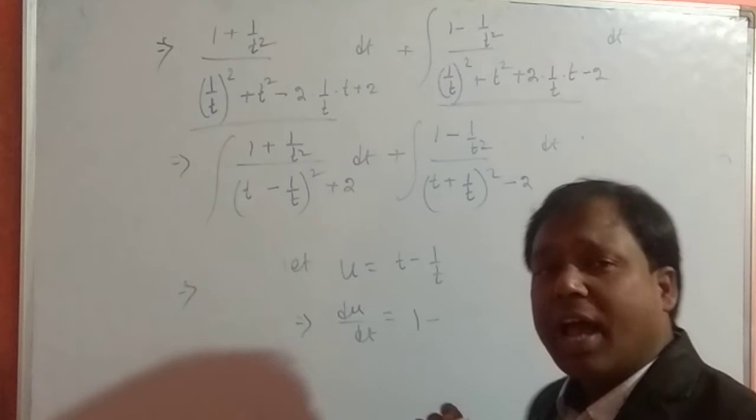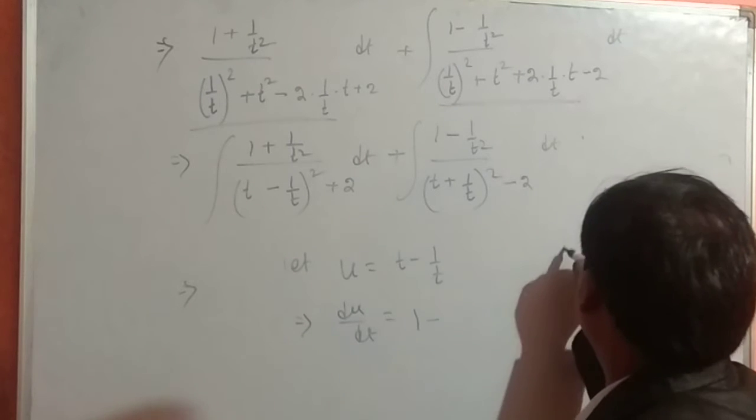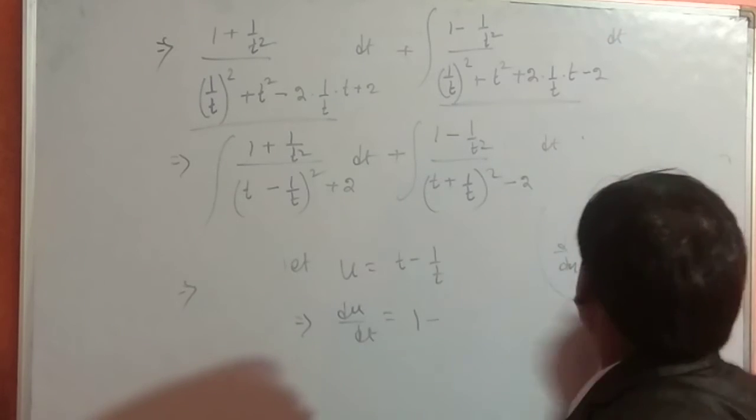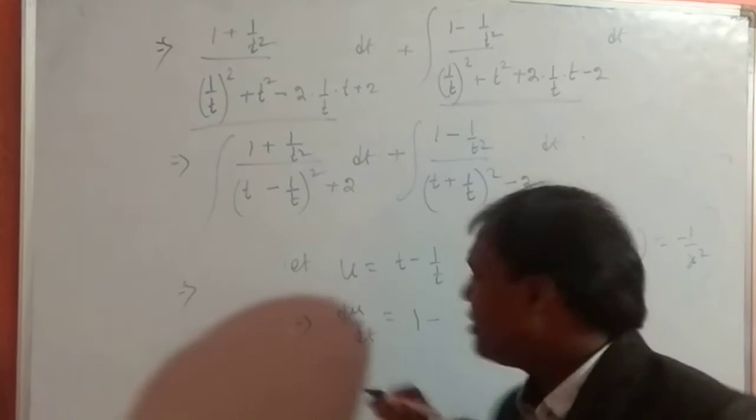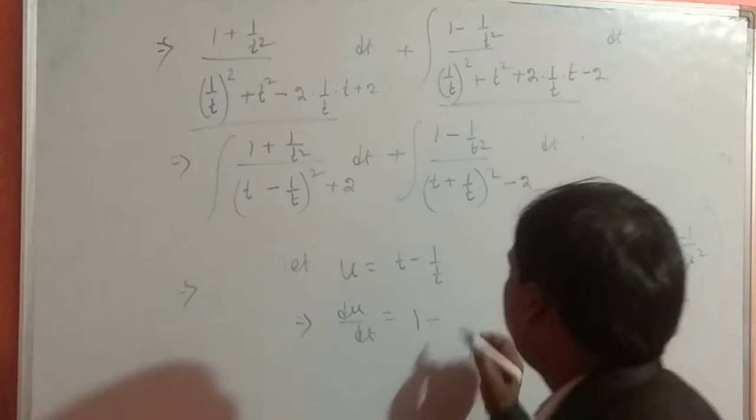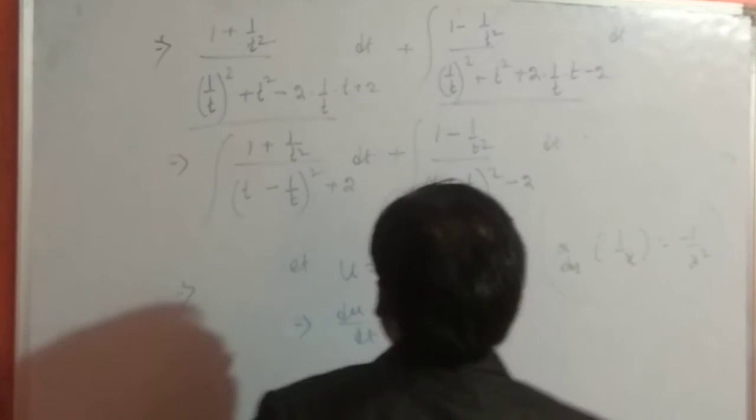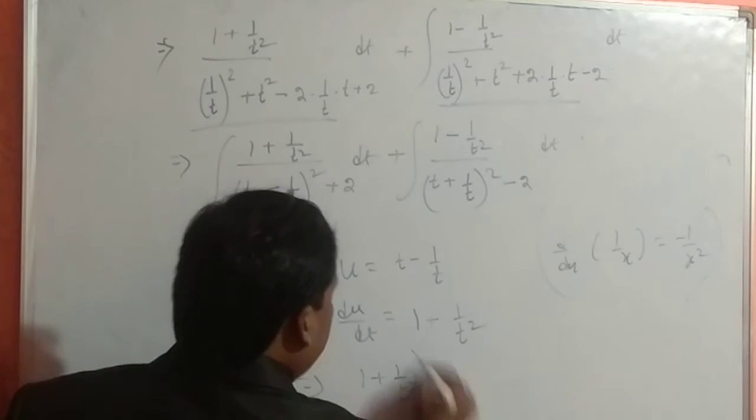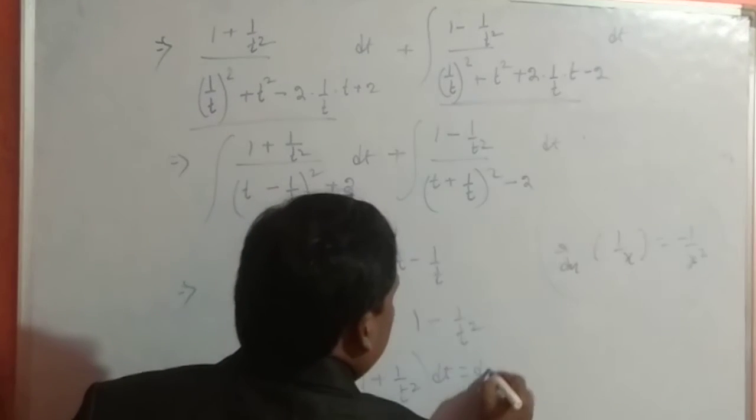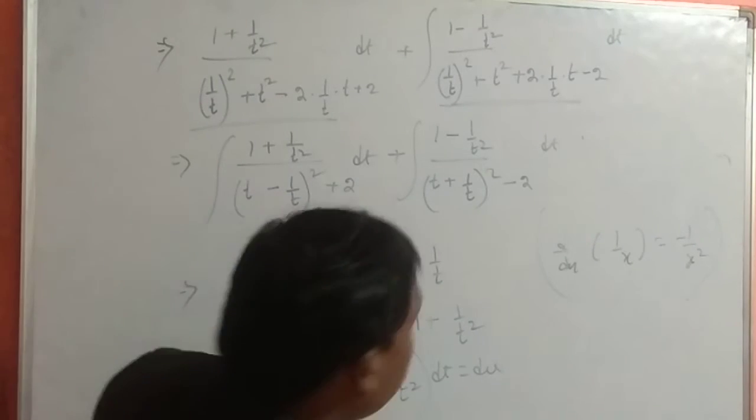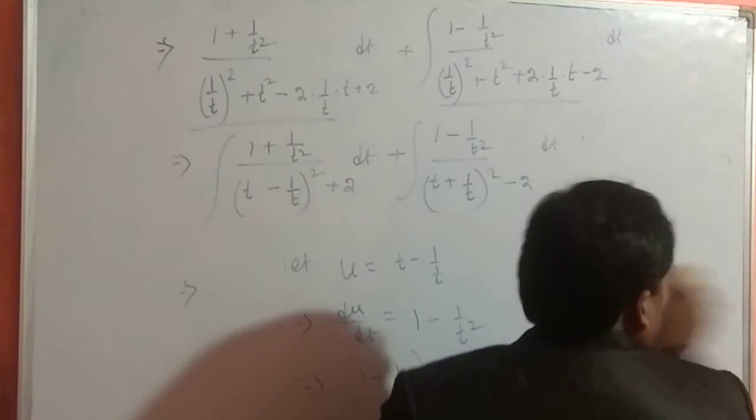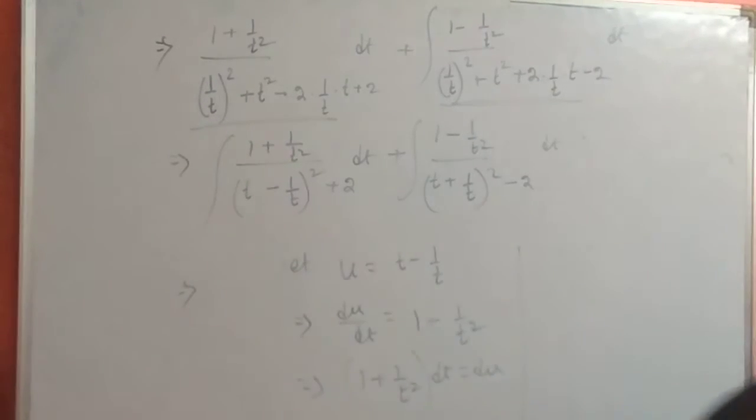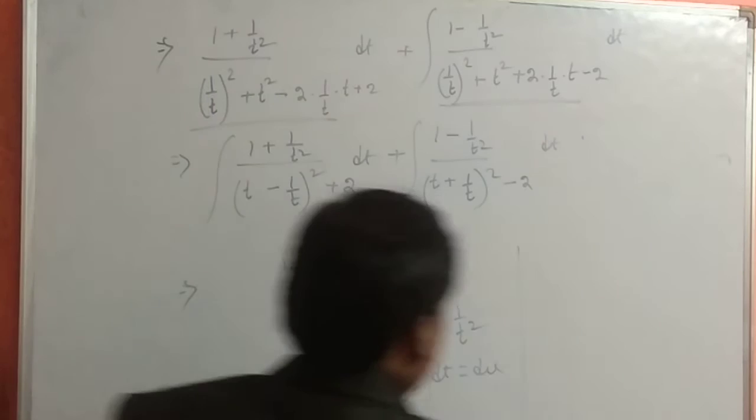Then we have the formula: dy dx of 1 by x is equal to minus 1 by x square. We have the formula. Then that minus and this minus become plus. Then you will get 1 by t square. Now you can just multiply: 1 plus 1 by t square dt is equal to du. Similarly, we can solve for the second part.